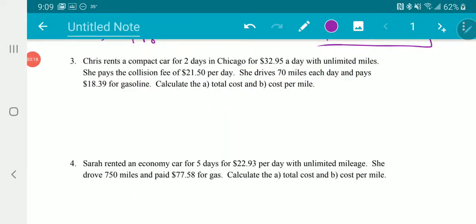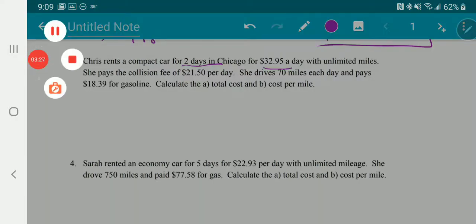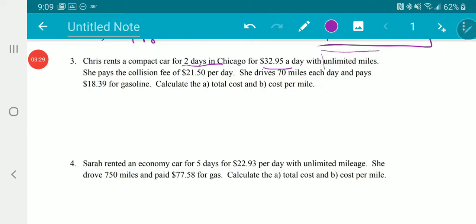Number 3 says Chris rents a compact car for 2 days in Chicago for $32.95 a day with unlimited miles. She pays the collision fee of $21.50 per day, drives 70 miles each day, and pays $18.39 for gas. Calculate the total cost and the cost per mile.